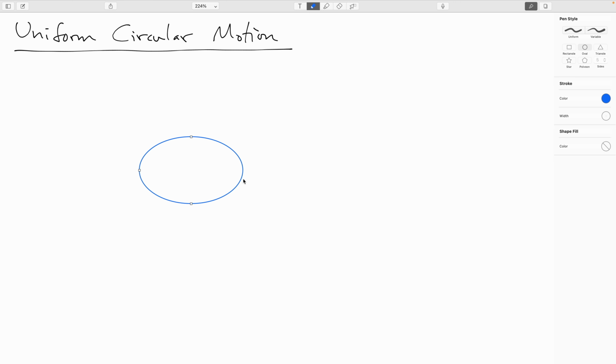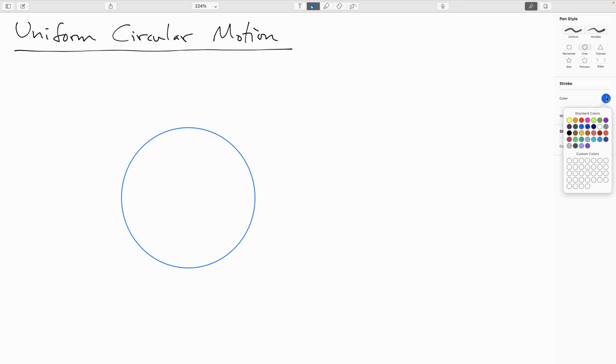So let's say we've got an object that is moving around in a circle like so. If it's uniform circular motion, its velocity will be tangential to the circle. And since its speed isn't changing, there will only be a centripetal component to the acceleration. So it'll be directed towards the center of the circle, like so.